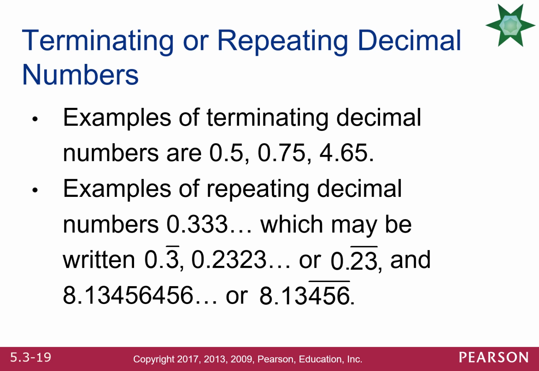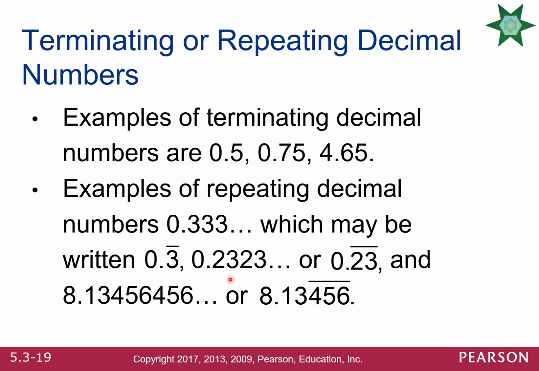The next set is examples of repeating decimal numbers like 0.333 that we worked out before, which may be written as 0.3 with a bar on top. Then that bar tells us that the 3 keeps repeating. And then 0.2323, when we write it in non-terminating notation or repeating decimal, the bar has to be over 23 because that's the pattern that's repeated.